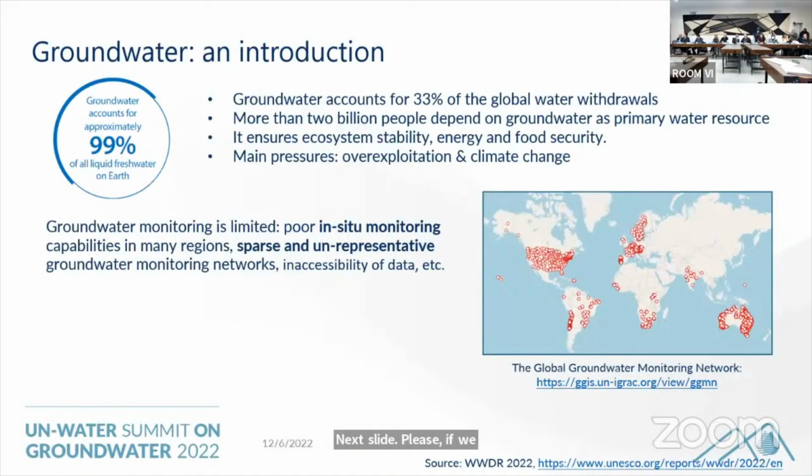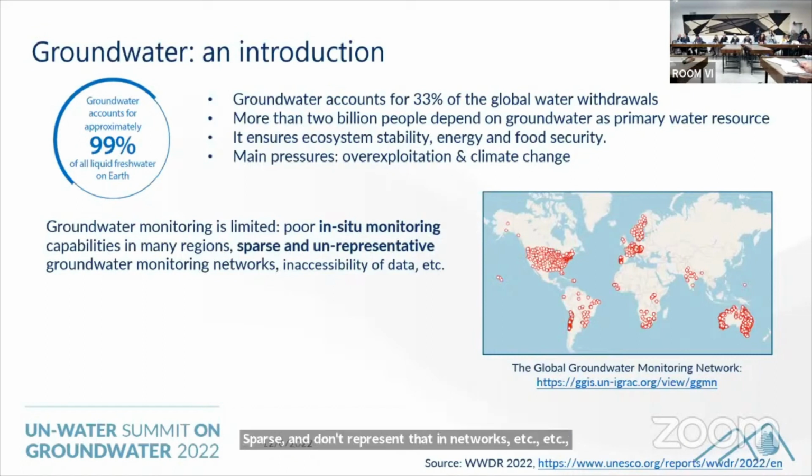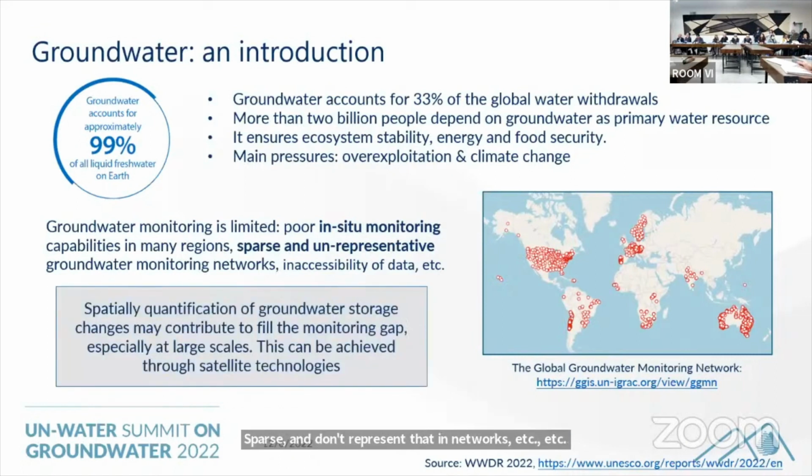If we want to manage these problems that we have with groundwater, we need to apply an informed groundwater management, which is based on good monitoring. But this is a problem we have. So groundwater monitoring is limited in many areas of the world. There are poor in situ capabilities, sparse and non-representative networks, etc. This is why we thought, okay, if we cannot rely completely on in situ monitoring stations, perhaps we can look into other technologies, such as satellites.